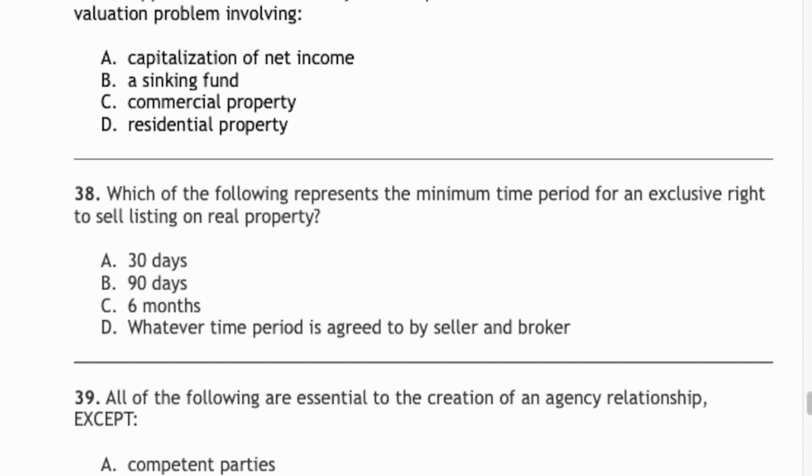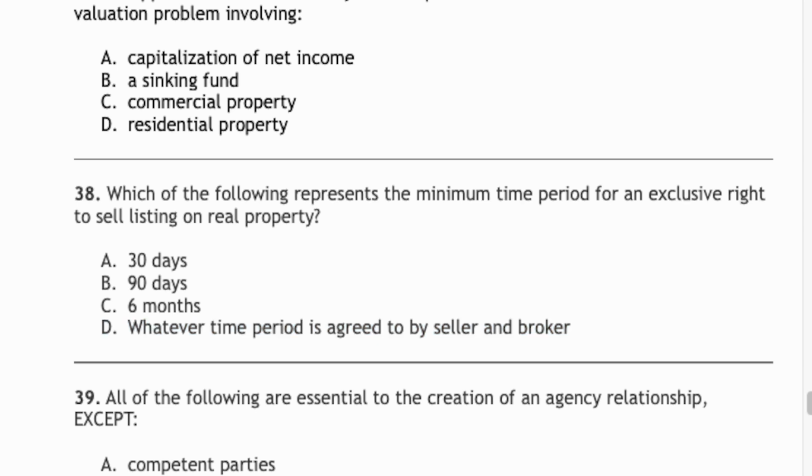Number 38. Which of the following represents the minimum time period for an exclusive right to sell listing on real property? Is it A, 30 days, B, 90 days, C, 6 months, or D, whatever time period is agreed to by seller and broker? Answer is D. A listing may be for any period of time that is agreed to by the seller and broker.